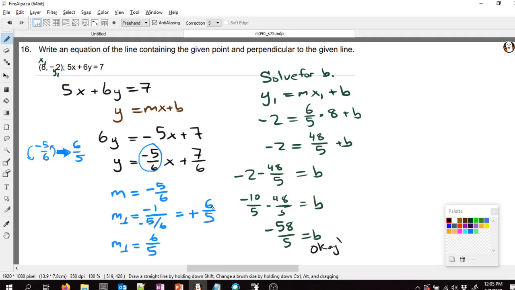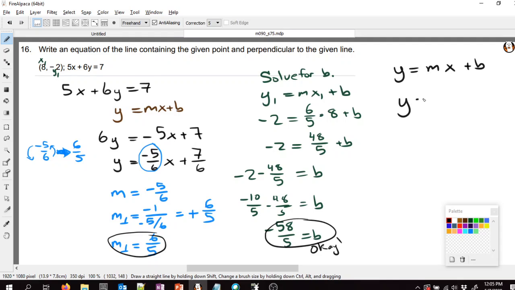We have m. We have b. Let's put them together. y is equal to 6/5 x minus 58/5. Wondrous.